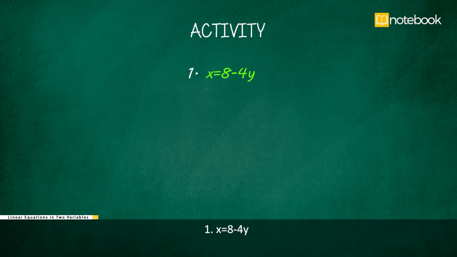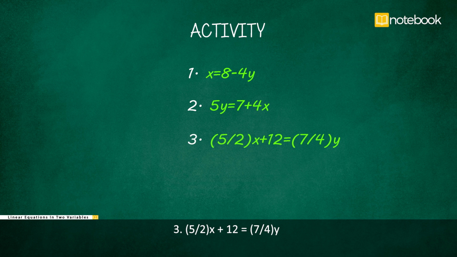Number 1, x is equal to 8 minus 4y. Number 2, 5y is equal to 7 plus 4x. Number 3, 5 by 2x plus 12 is equal to 7 by 4y. Number 4, root 3x minus root 2y is equal to 8.